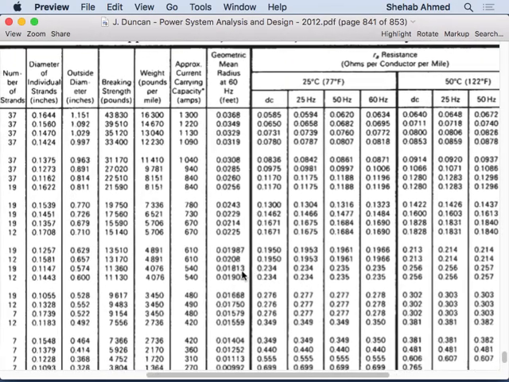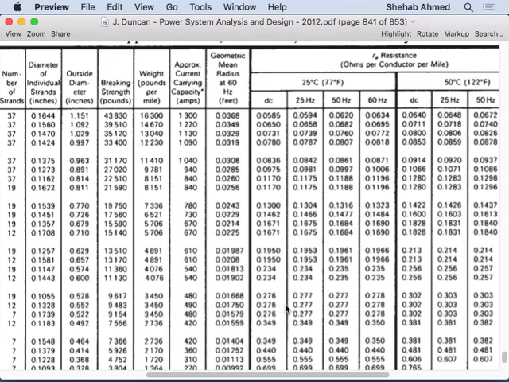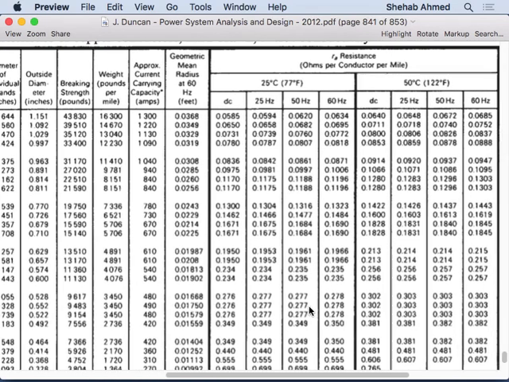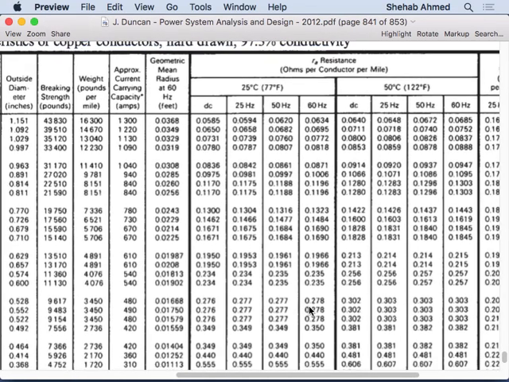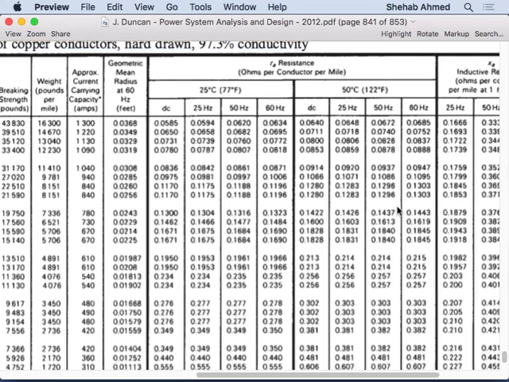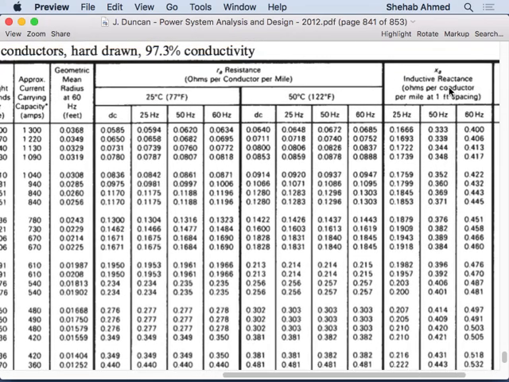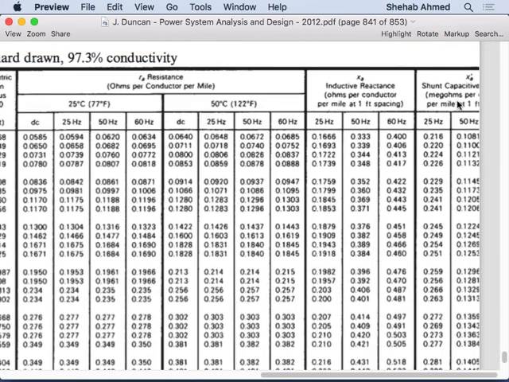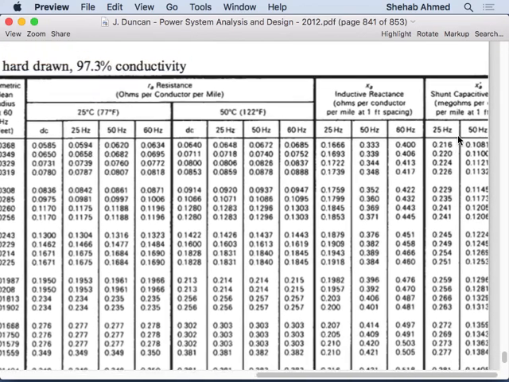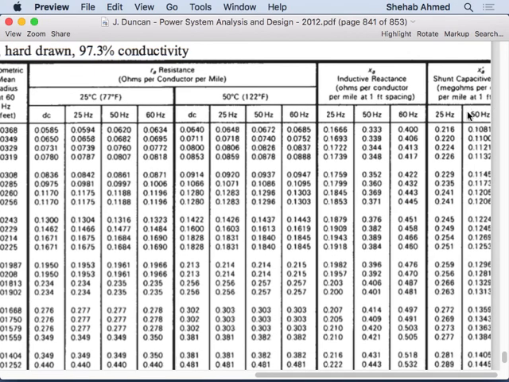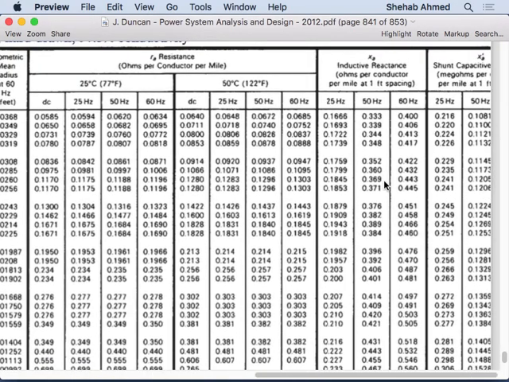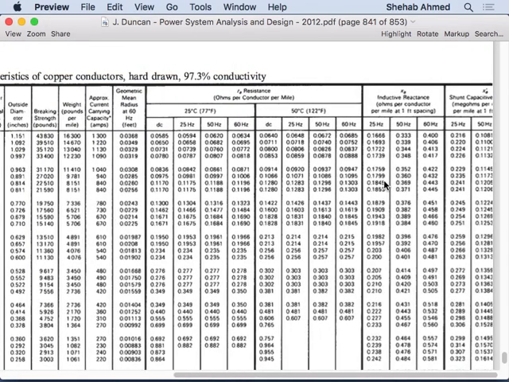And then they give you the resistivity. So this is the conductor we're talking about. They give you the resistances at DC, 50 Hertz, 60 Hertz, at 25 degrees Celsius and 50 degrees Celsius, and they also give you the inductive reactance in ohms for the conductor, assuming 1 foot spacing between the conductors. And we will see the effect of spacing between the conductors. They also give you the shunt capacitance in mega ohms per mile, I guess, at 1 foot spacing.